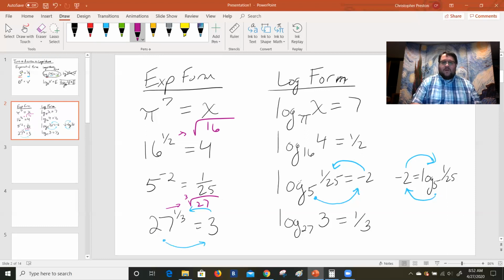Negative exponents tell you to do reciprocals. So 5 squared is 25. A negative exponent would be the reciprocal of 25, so 1 over 25. Knowing those rules of exponents will help you understand how to convert that.